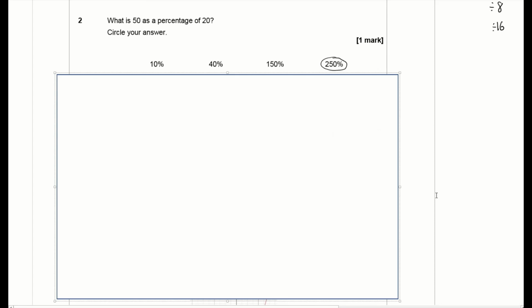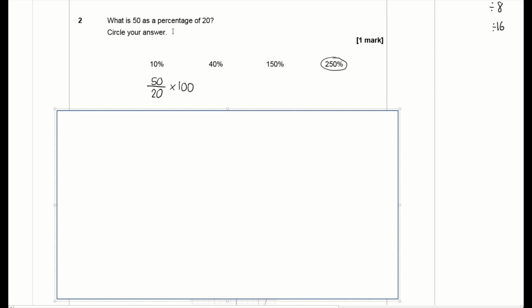Question 2. What is 50 as a percentage of 20? Circle your answer. Now a percentage is just a proportion, which means it can be written as a fraction. Because it's a fraction, you need to figure out what must be the numerator and what must be the denominator. When you read a question like this one, where it says as a percentage of, what follows as a percentage of will always be the denominator. So 20 follows that statement, which is why 20 is in the denominator here. So it's really 50 over 20, and then multiplied by 100 to convert it to a percentage.